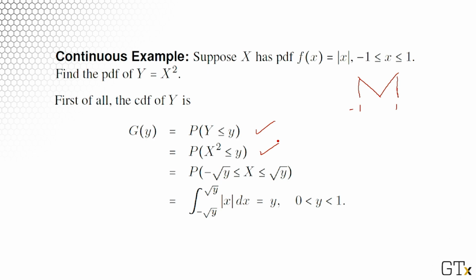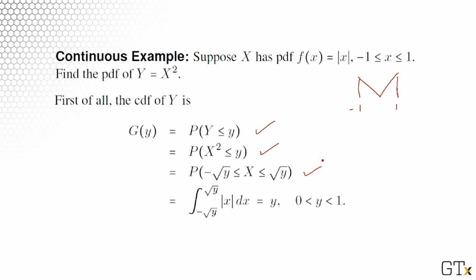So how do I transform x squared to x? Well, you take the square root. So that's what this next step is. The probability that x squared is less than or equal to y is the probability that x is between negative square root of y and plus square root of y. We had to be a little careful when we take the square root to remember that minus part.